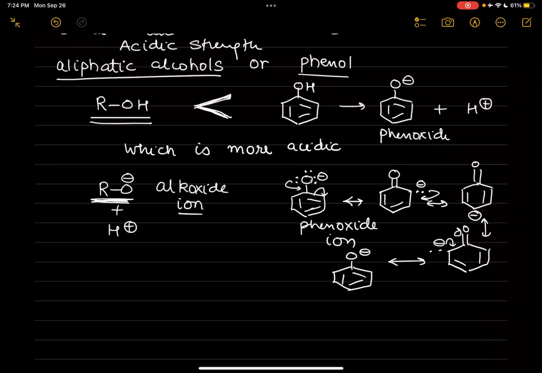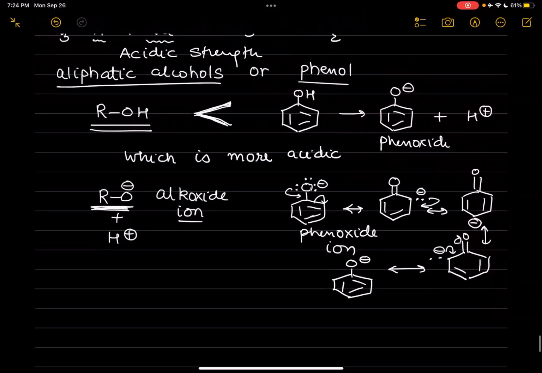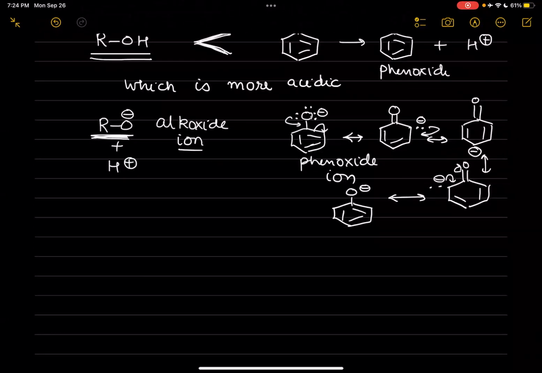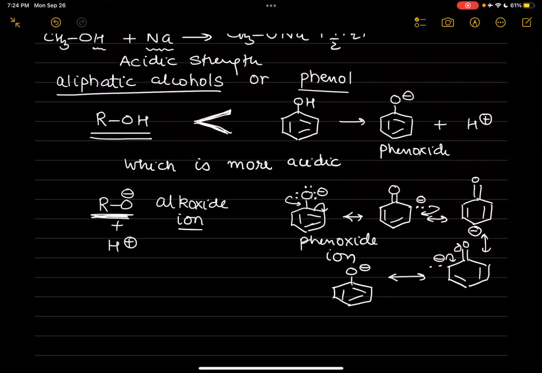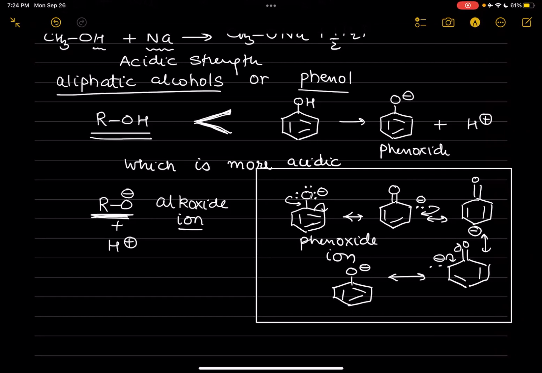Rayan, Arshin, Imad, tell me. Anushka, any idea? Any doubts in this? No doubts here. Okay, so just keep this in mind. This is very important. In all the chemical reactions of phenol, you are going to use this thing. Just keep this in mind.